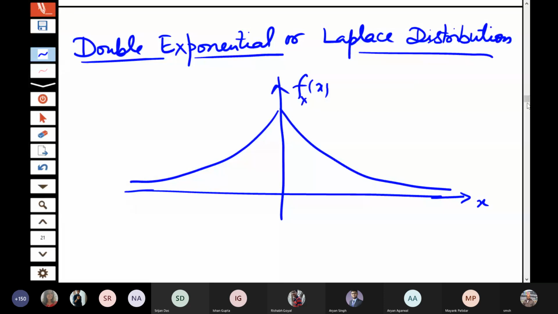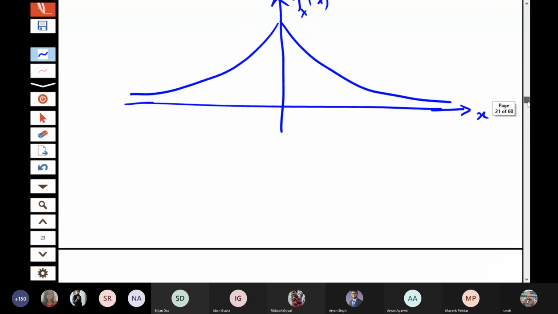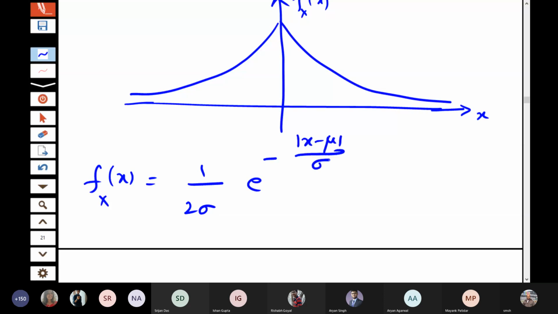Let me write here the general form of this one. The general form of course, you had lambda e to the power minus lambda x. So if you put mod of x, then it becomes both sides. The general form is written like this: 1 by 2 sigma e to the power minus mod of x minus mu by sigma. Okay, so this is described for the whole of the real line.